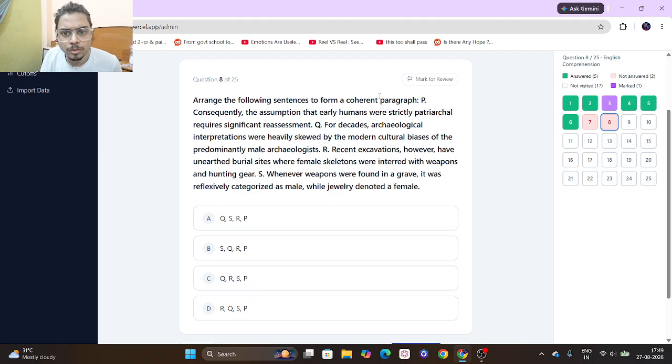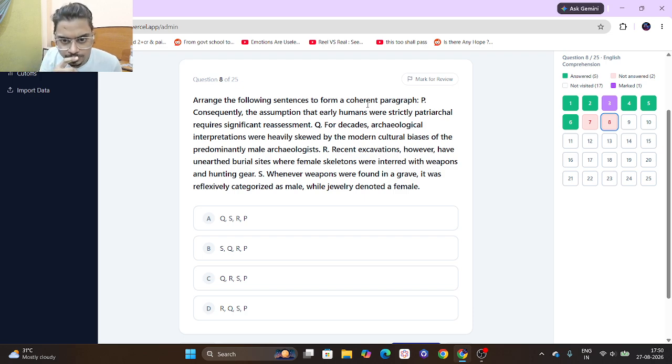Arrange the following sentences to form a coherent paragraph. Consequently, the assumption that early humans were strictly patriarchal requires significant reassessment. For decades, archaeological interpretation was heavily skewed by the modern cultural bias of predominantly male archaeologists. Recent excavations, however, have unearthed burial sites where female skeletons were interred with weapons and hunting gear.